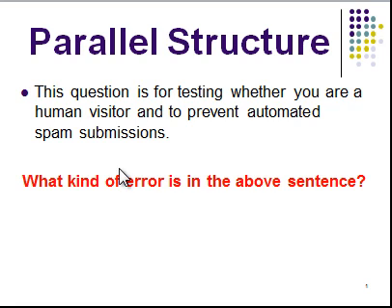Hello everyone. Today's lesson is about parallel structure. Let me give you an example straight away of a structure which is not parallel. For example, here it says, "This question is for testing whether you are a human visitor and to prevent automated spam submissions." Here's an error. You can see it: "for testing" and "to prevent."